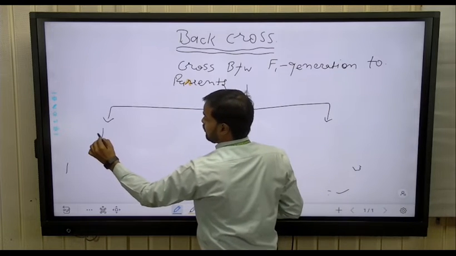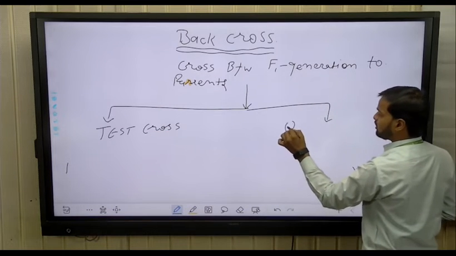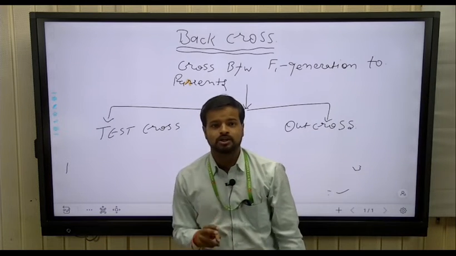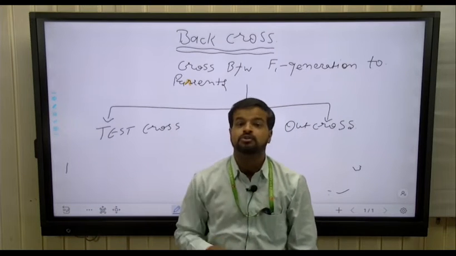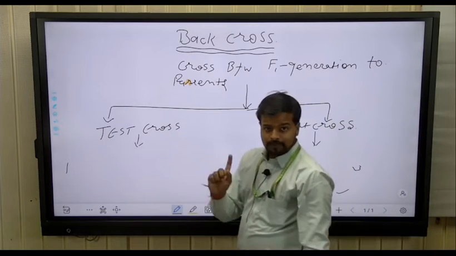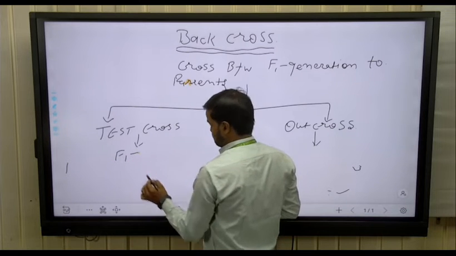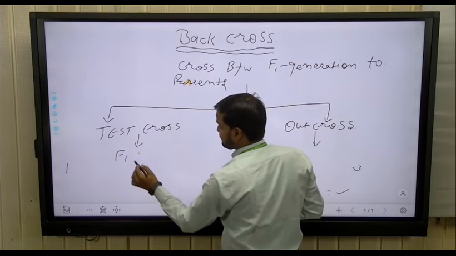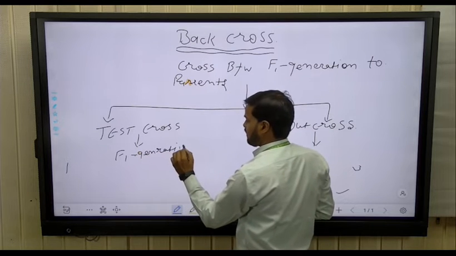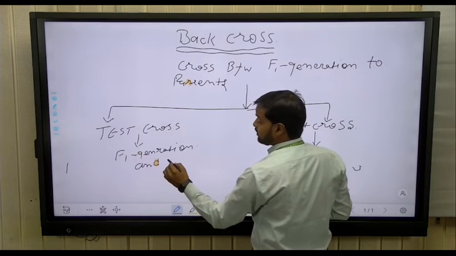It has two parts. The first one is test cross. The second one is out cross. It is clear. That means back cross has two parts: the first is test cross, and the second is out cross. And what is test cross and what is out cross? Important point, because this cross is performed between the F1 generation and recessive parents.